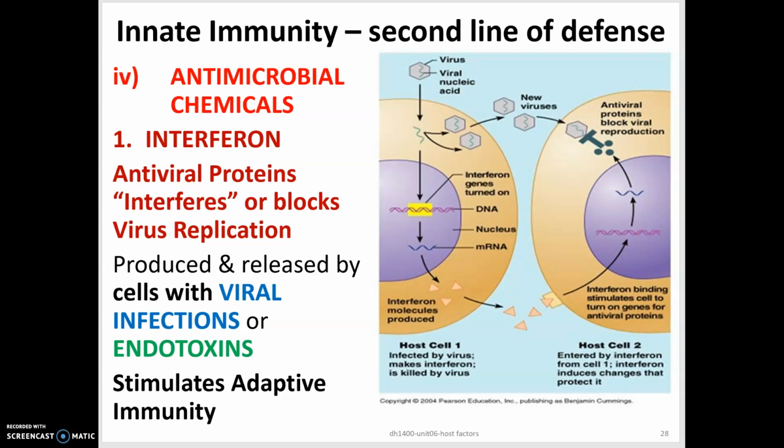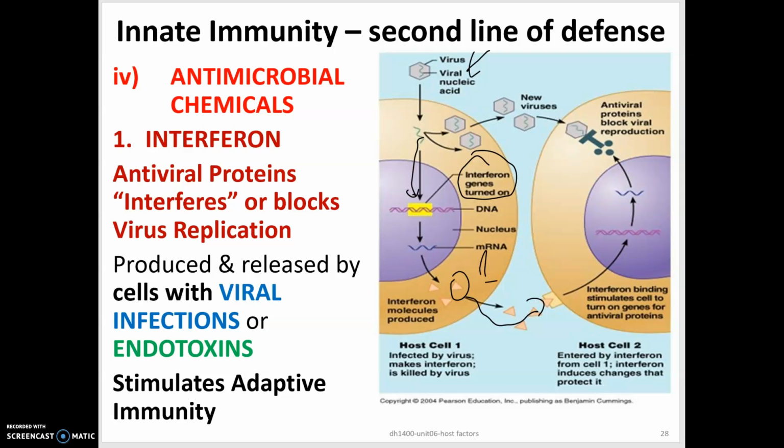So if we have a look at the picture here, you'll see that a virus invades a cell and it goes through the regular steps. So we have uncoating, we have the viral RNA entering into the nucleus so it can be transcribed. But you can see here in this cell, once this starts to happen in the nucleus, we get these genes turned on for interferon. So this cell will release interferon, and that'll move into receptors for the second cell.